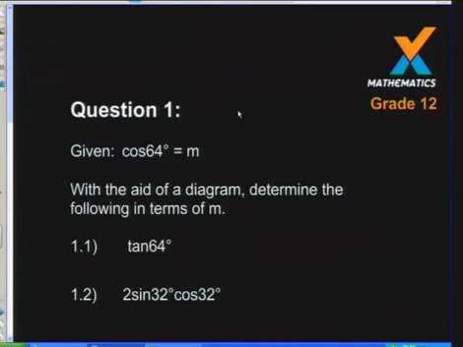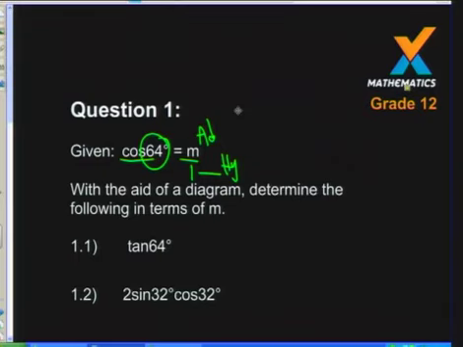Question 1. We've been given that cos 64 equals m. What is cos? Cos is adjacent over hypotenuse. In this case, it's adjacent over hypotenuse, but this equals m. So m can be written as m over 1. So we can have a right-angled triangle with 64 degrees, where the m is the adjacent and 1 is the hypotenuse.